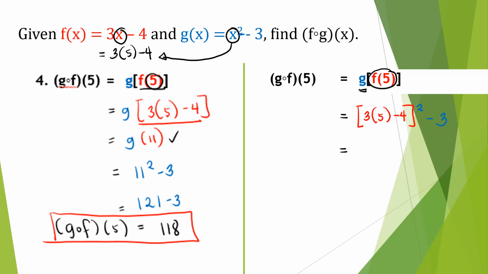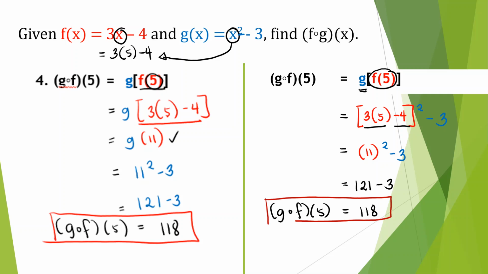Next, let us evaluate this part. So 3 times 5 is 15, minus 4 is 11. So we have 11 squared minus 3. 11 squared is 121, minus 3 is 118. So this will be the value of g circle of f of 5. As you can see, this one is the same as our previous answer.